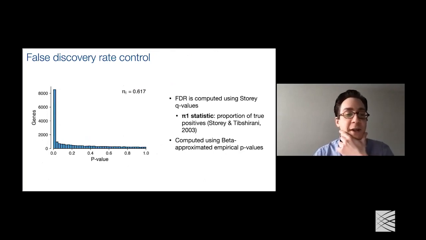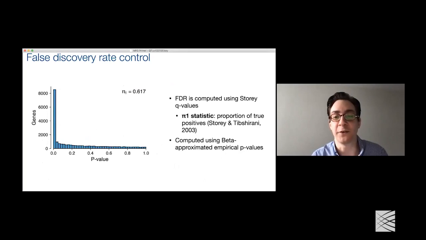Once we've done this, we can apply FDR, false discovery rate, across all genes, and we typically do this using Storey Q values, but other corrections such as Benjamini-Hochberg would also be appropriate. And as I mentioned, we do this using these beta-approximated empirical p-values.